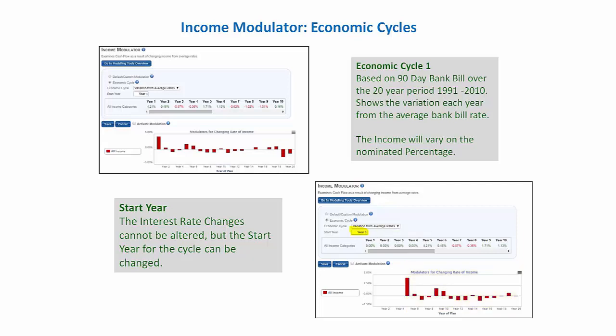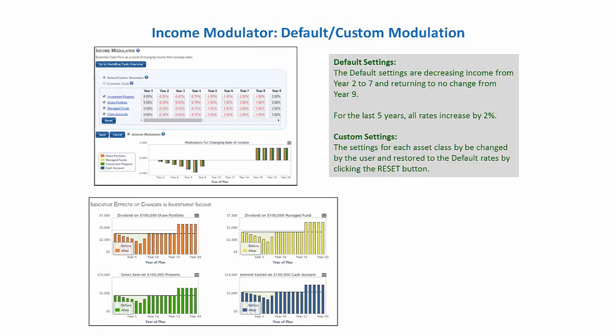The first economic cycle has been created by calculating the variation each year from the average return over the 20-year period. The 90-day bank bill rate was used to create the cycle. The second option is to use default custom modulation. Where this option is used, you can nominate different rate changes for the categories of investment property, share portfolio, managed funds and cash accounts. The program has set a default to show a situation where the interest rates are falling from year 2 and then rising back to the normal by year 9. The last 5 years show the effect of a 2% rise in income.